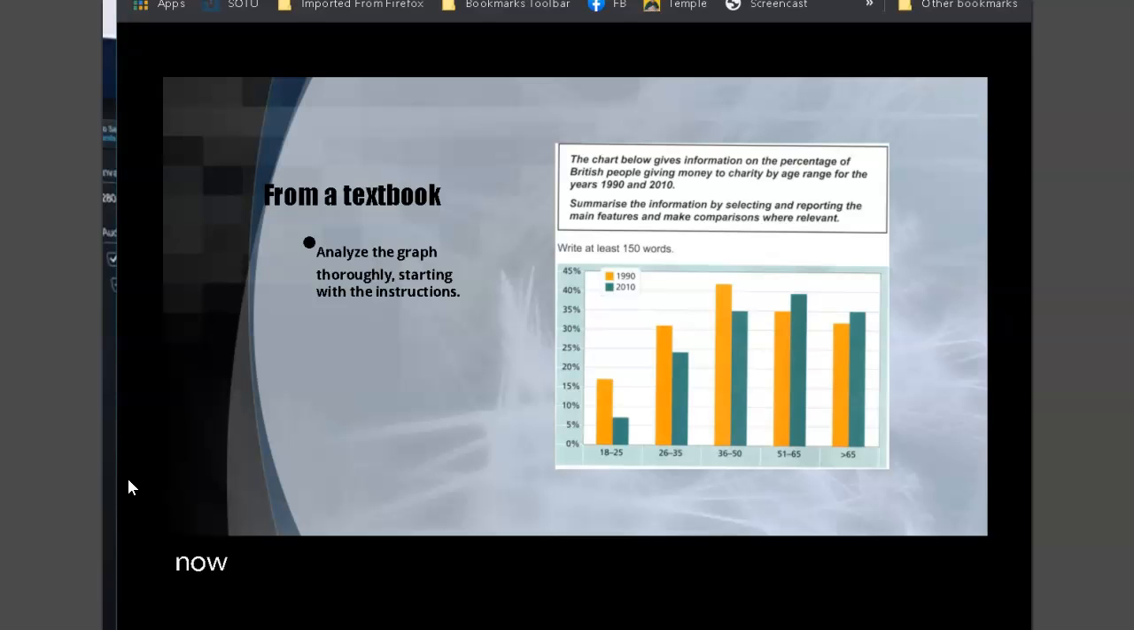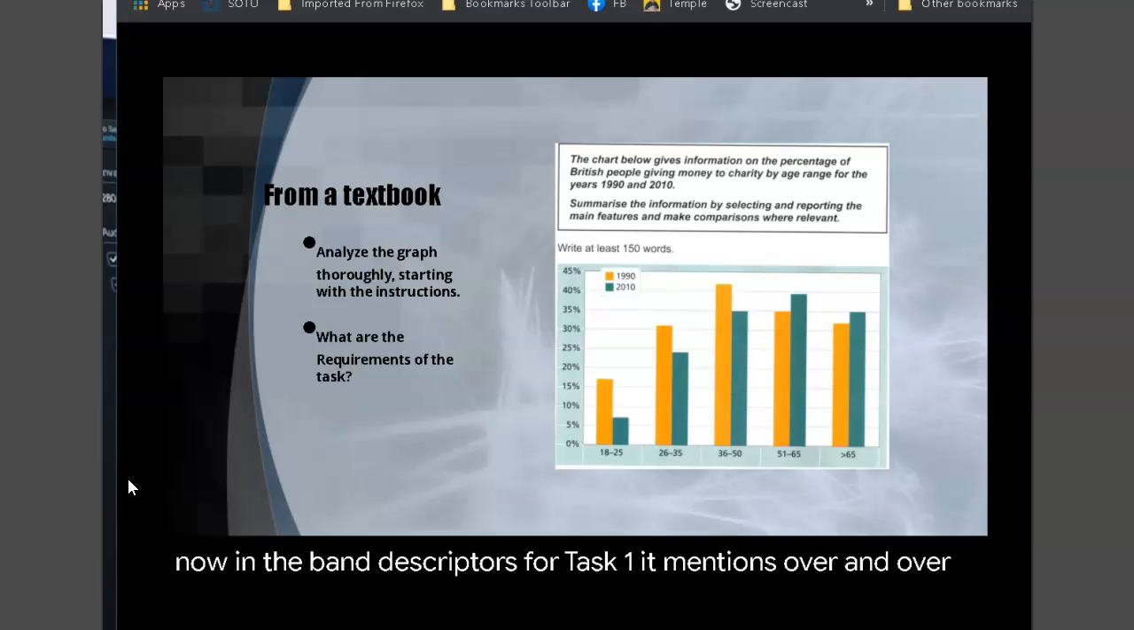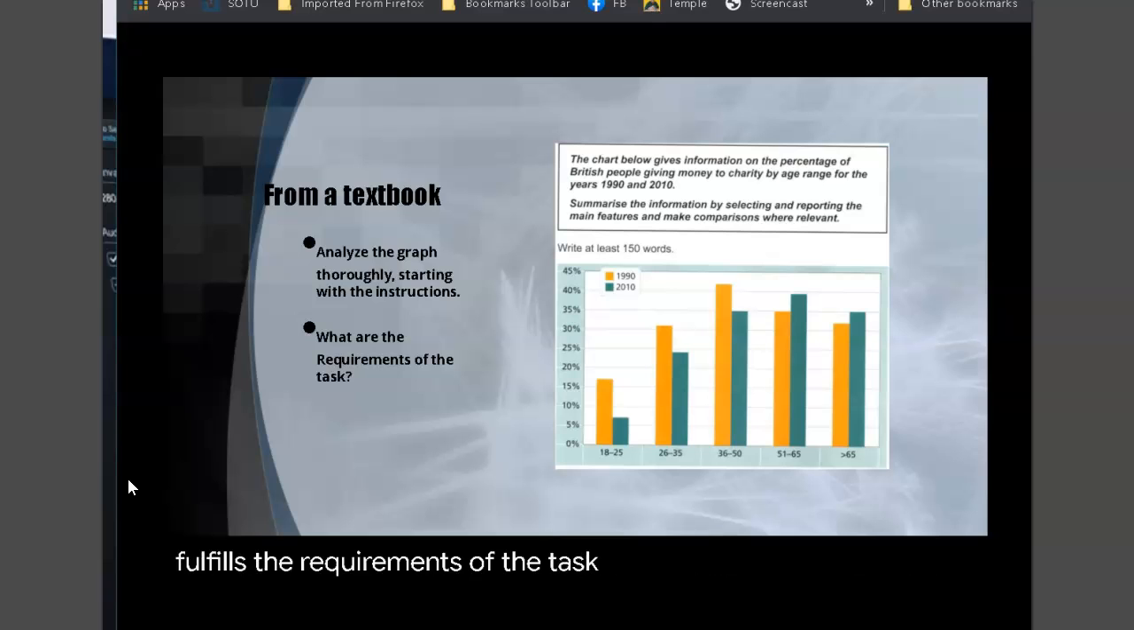Now, in the band descriptors for Task 1, it mentions over and over, fulfills the requirements of the task, satisfies, addresses the requirements of the task. Well, what are these requirements of the task? Well, they are the 4 verbs. They're right there in front of you. It's the second part of the instructions, which is always the same in every graph, in every Task 1. It says, summarize the information by selecting and reporting the main features and make comparisons where relevant. I do this on every Task 1 video.